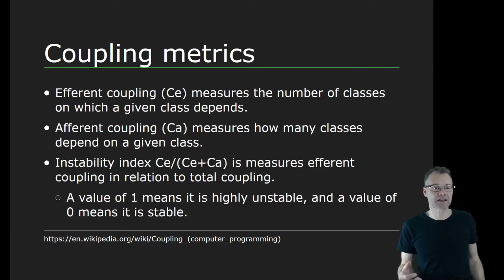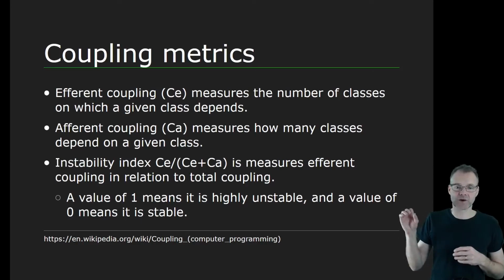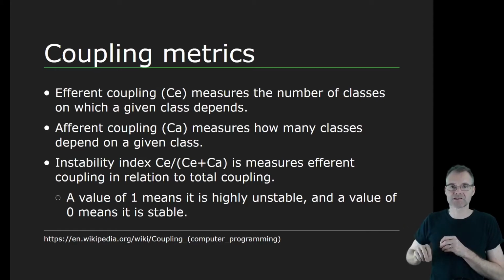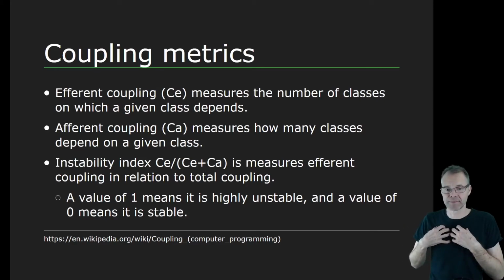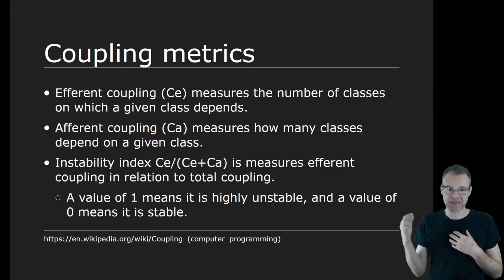The metrics behind coupling can be measured in two ways: efferent coupling and afferent coupling. The efferent one is for the outgoing dependencies. So how many other classes does my class depend on? How many outgoing dependencies do I have? The afferent coupling there is how many incoming, how many are dependent on me.